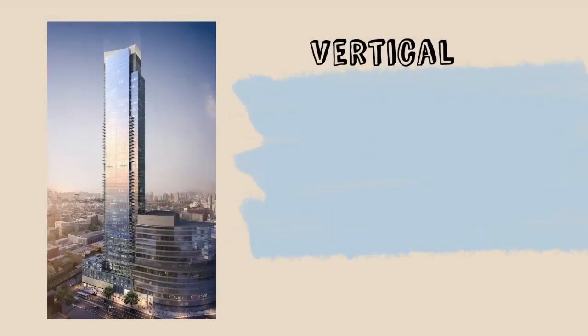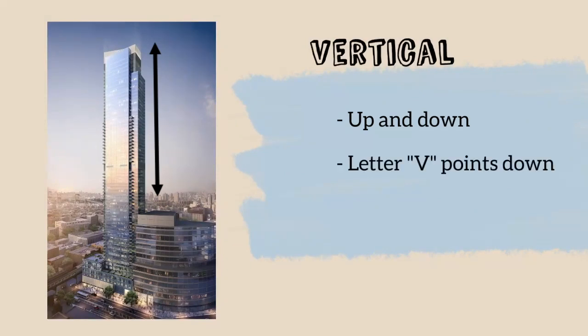Now let's look at a skyscraper. Vertical is going up and down. The letter V points down. This is going to help me remember the direction of a vertical line.